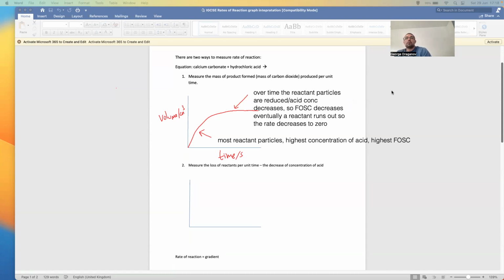It can be worked up to 3 marks because you have to explain why this is the steepest gradient, which is the fastest rate. That's the fastest rate there. And then as the reaction proceeds, one of the reactants is running out, or they're both running out, and the frequency of successful collisions decreases. Eventually, one runs out and the rate falls to 0, so the graph flattens. Okay?